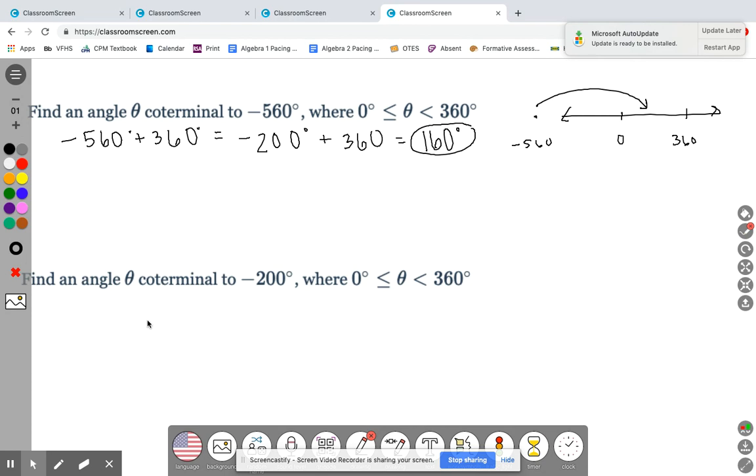For our final example, we'll do the same thing. I am starting with negative 200, I am too small of an angle. I need to get larger, so I'm going to start by adding 360 degrees. And from our last example, we know that negative 200 plus 360 is positive 160. So this one only took us one step to get to our coterminal angle that's in between where we need it to be.